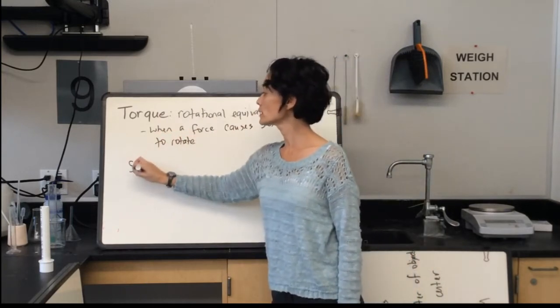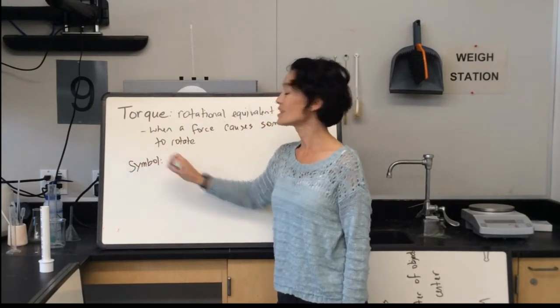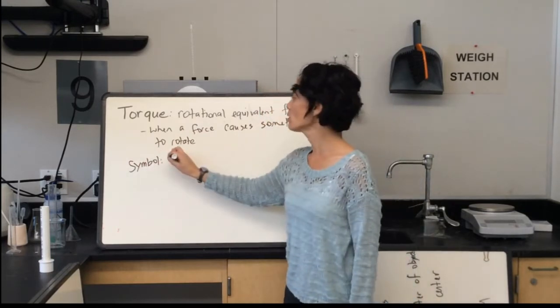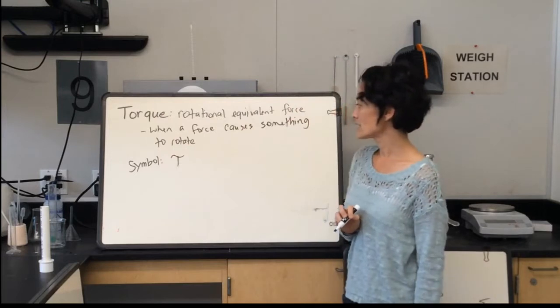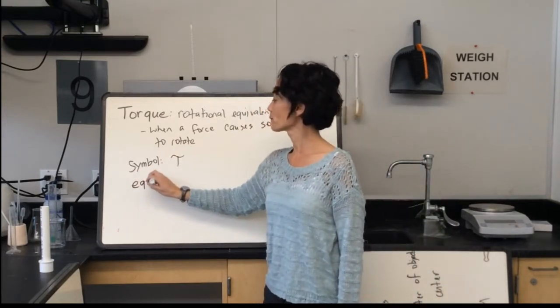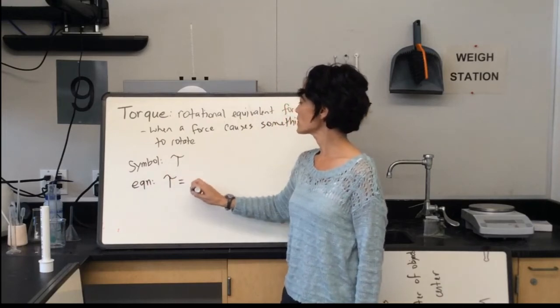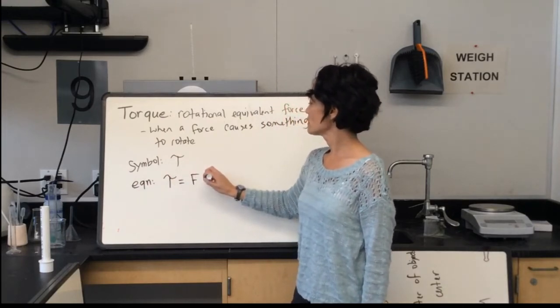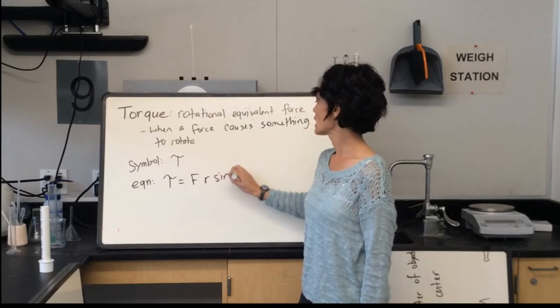Our symbol for it is going to be the Greek letter tau. It's like a pi with one leg. The equation for it is that torque is equal to F R sine theta.